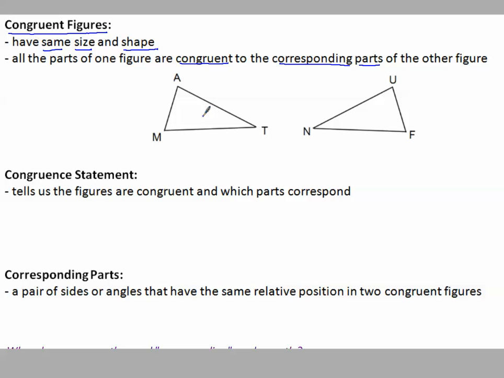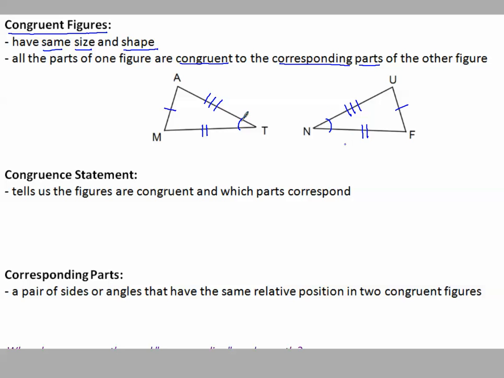When I say the corresponding parts, I mean like the short side is congruent to the short side, and the longest side is congruent to the longest side. These are the corresponding parts. This third side is congruent to this third side. And then the other corresponding parts are the angles of these two triangles, such as this smallest angle here is congruent to this smallest angle.